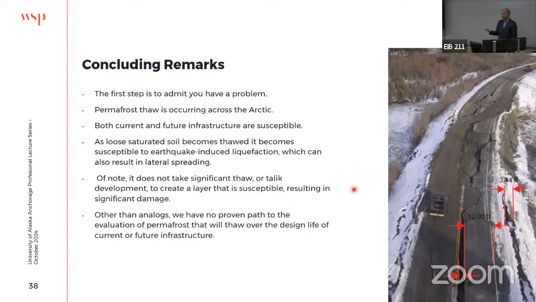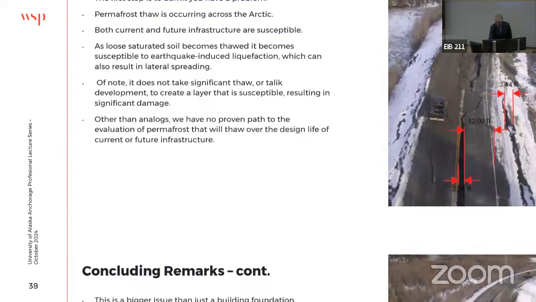Both the current and future infrastructure will be challenged by this, right? Current infrastructure is potentially causing more thaw in areas, especially if it hasn't been designed properly. And then, as that loose saturated soil becomes thawed, it's much more susceptible to liquefaction. But again, characterizing that, right? How do you go out to the field today and measure the permafrost in its current state and tell me whether it's liquefiable or not in the future? We have some analogs for that, but it's a really challenging topic.